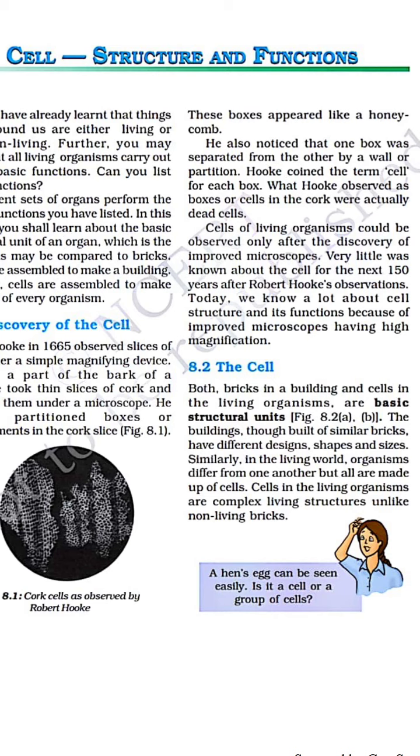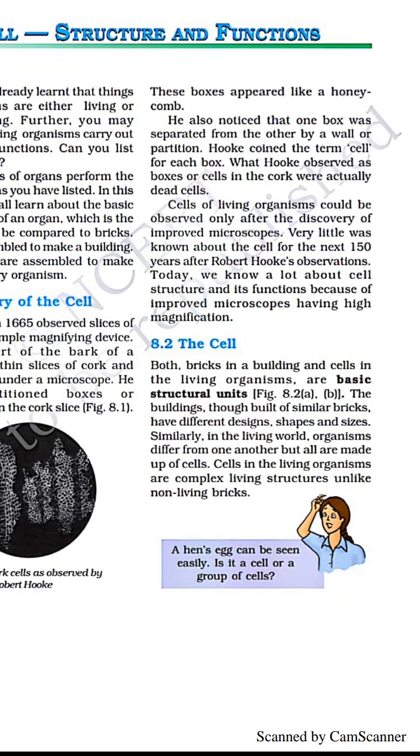So he was the first person who observed cells and the first person to coin the term cell. So Robert Hooke was the first scientist who observed the cells of the cork of the bark of a tree in the year 1665, and he named these compartments as cells. Okay, so he observed that the cork cells were actually dead cells, right? So he thought that the cells of living organisms may differ.